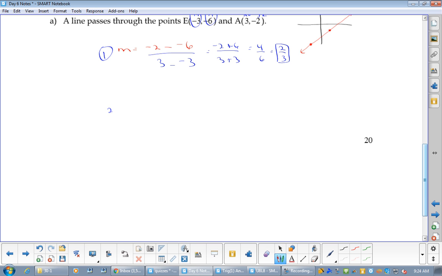Next is the slope point form. Y minus y1 equals m times x minus x1. Easy stuff. Okay, you've done it already. Pick any point. This time I'm going to pick the first one. Pick the second one next time. I want you guys to always know that it doesn't matter which one you pick.